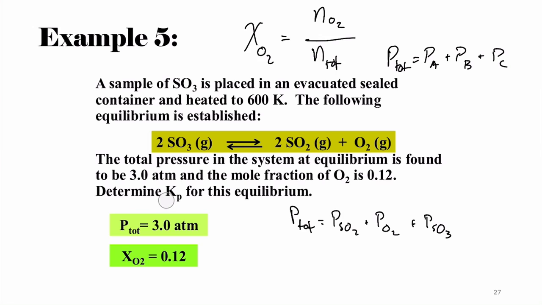And what are we asked to find? Well, eventually we're asked to find Kp for the system, right? So we have to think about what Kp is equal to. We're given everything in terms of pressure here, so this is actually one of the times that we just use the pressures in our equilibrium constant. So how is the mole fraction related to the partial pressure of a gas? Well, the partial pressure of A, for example, is the mole fraction of A times the total pressure.